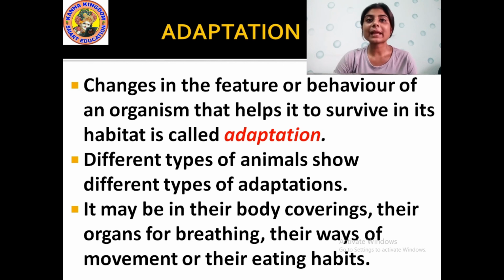Then it may be in their body coverings, their organs of breathing, their way of movement, or their eating habits. I already told you, it may be in their body coverings. Different animals have different body structures or body coverings. Their organs of breathing may be different. Their way of movement may be different, and their eating habits may be different. That is why different types of animals show different types of adaptation according to the different habitat.